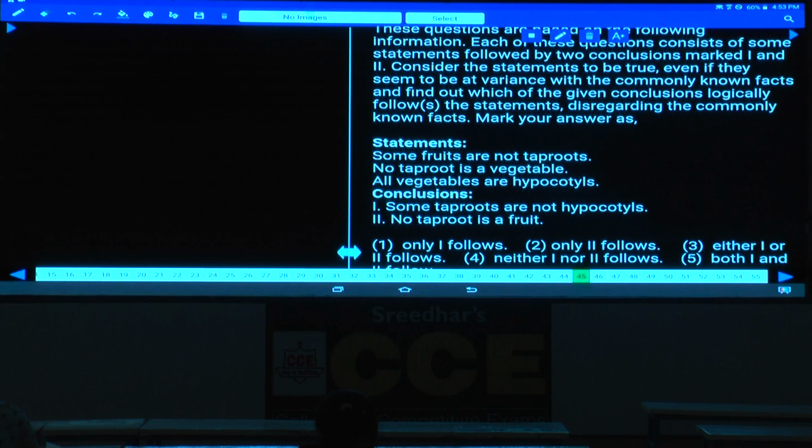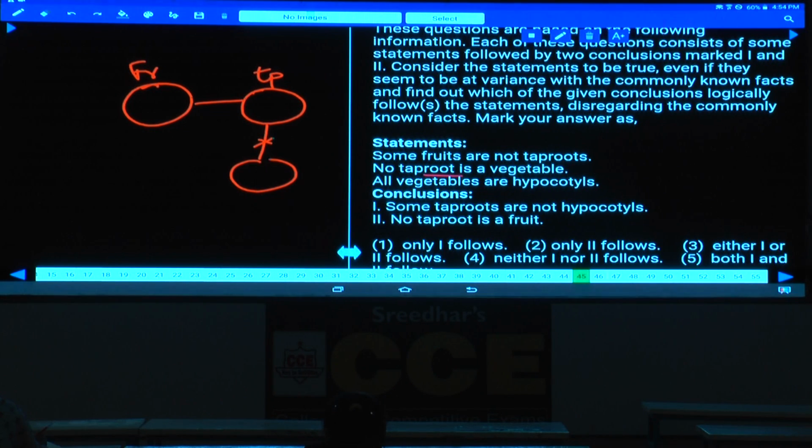Now 45, some fruits are not taproots. These are the fruits and which are not taproots. Sir, initially while drawing the basic diagram, some not should be taken as no only. And next one, no taproot is a vegetable. No taproot is a vegetable. For no, we are putting a cross, but for some not, there is just a line. No taproot is a vegetable. All vegetables are hypocotyls, and this will be hypocotyls.